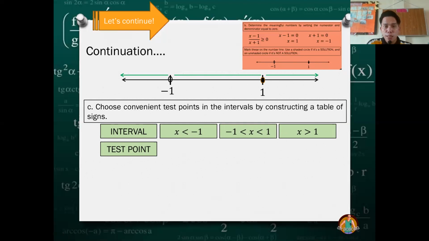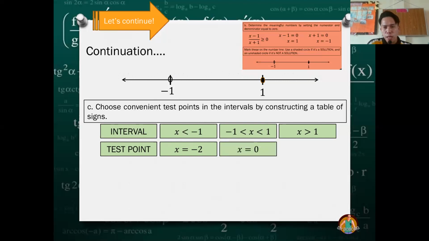So, sa test point natin, tayo mag-a-assign ng number depende sa demand. So, our x is less than negative 1. So, ano yung number which is less than negative 1? Let's say, for example, yung x natin dito is negative 2. Again, yung test point natin is tayo yung bahala. Okay? Next is where x is greater than negative 1 and less than 1. Number daw na greater than negative 1 pero less than 1. Of course, 0. Pwede. Okay?